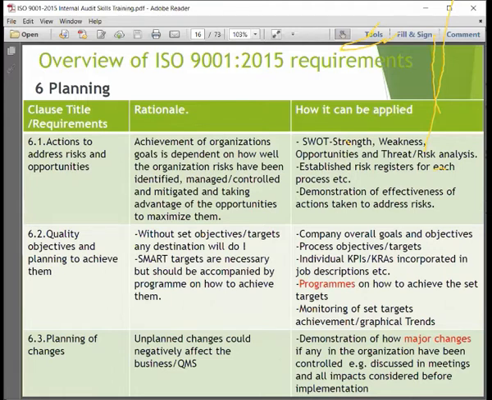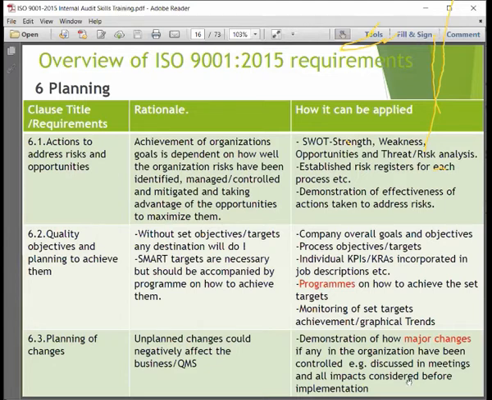So in planning, the first requirement, 6.1, is actions to address risks and opportunities. So for you to plan how to address these risks, you must first identify them. Because the rationale here is that achievement of organization goals is dependent on how well the organization's risks have been identified, managed, controlled, and mitigated, and taking advantage of the opportunities to maximize them. So that's a starting point. We need an organization where they have understood their risks and put in place mitigation measures.